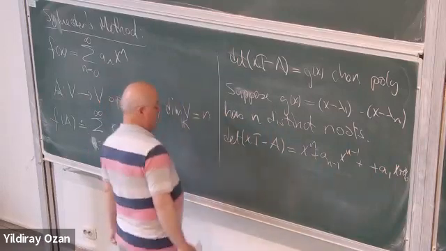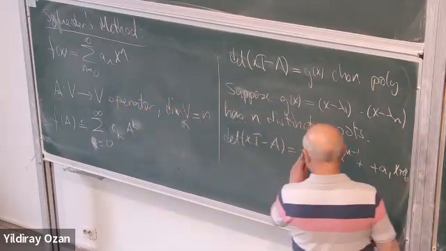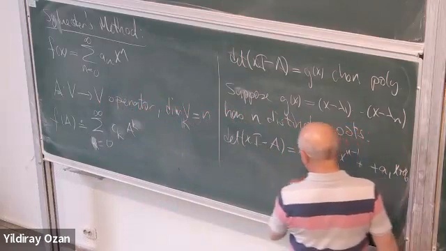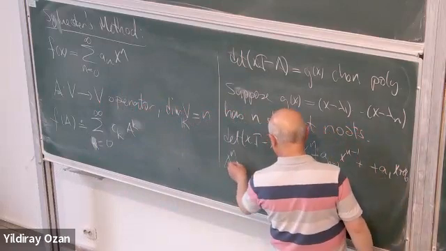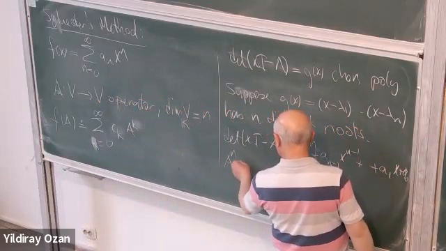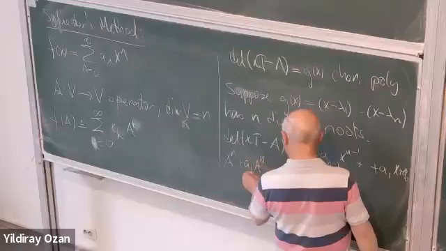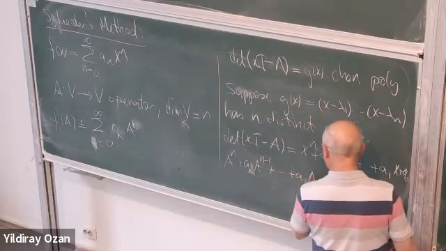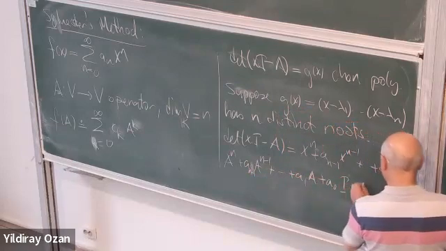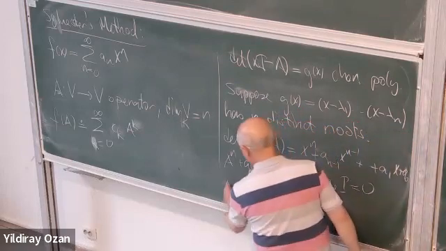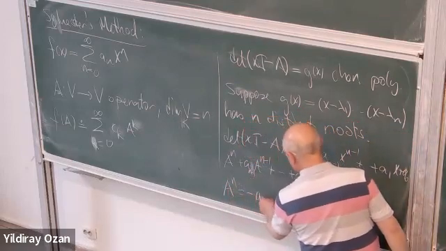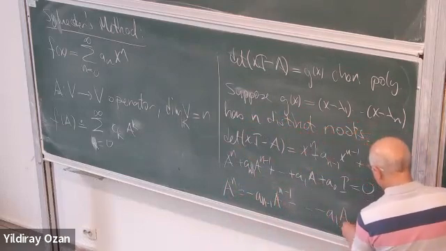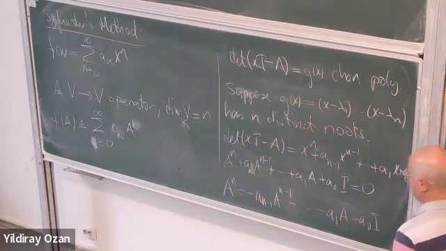This is the characteristic polynomial. So when I plug in x equals A, by Cayley-Hamilton we get 0. So a_n A to the power n, plus a_{n-1} A to the power n minus 1, up to a_1 A plus a_0 I, is 0. From this, we see that A to the power n is just minus a_{n-1} A to the power n minus 1, up to minus a_1 A minus a_0 I.